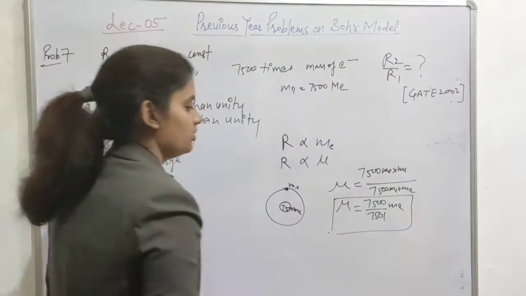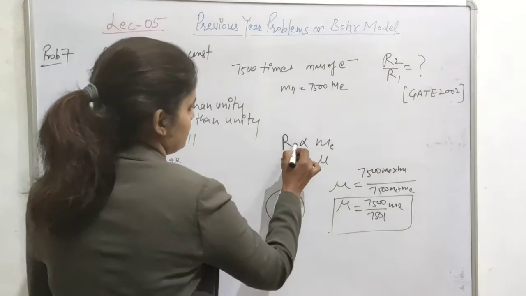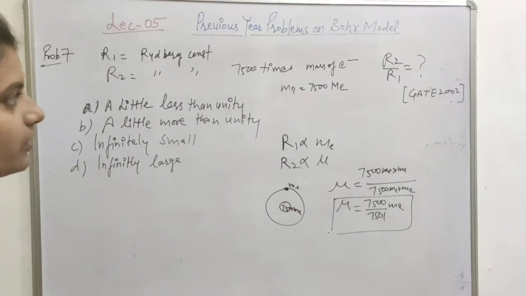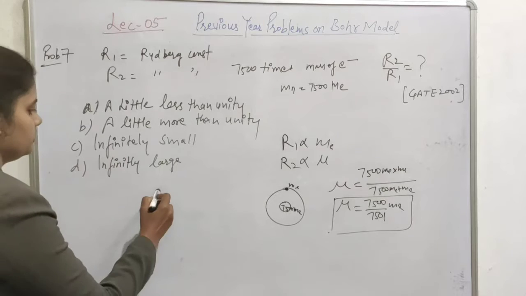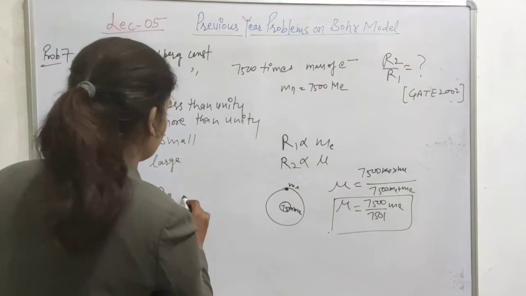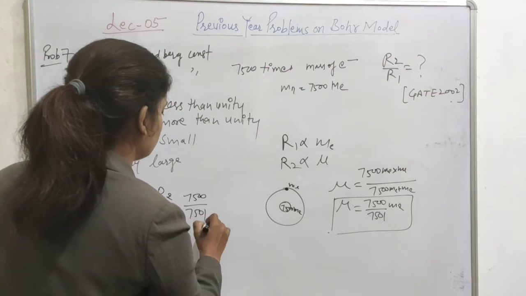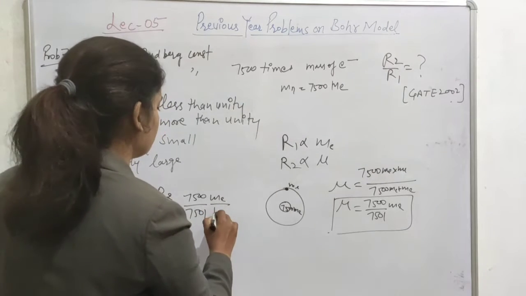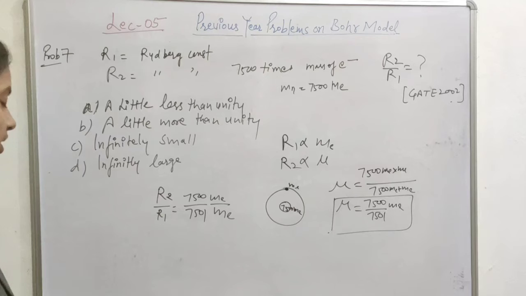This is the value of mu, which is named R1, and this is named R2 according to the question. So what will be the ratio R2 over R1? R2 over R1 will be 7500 over 7501 mass of electron divided by mass of electron. After cancelling, you can easily say it will be slightly less than unity. So a little less than unity. This is the answer. This is a very simple question from GATE. The next question is also from GATE.